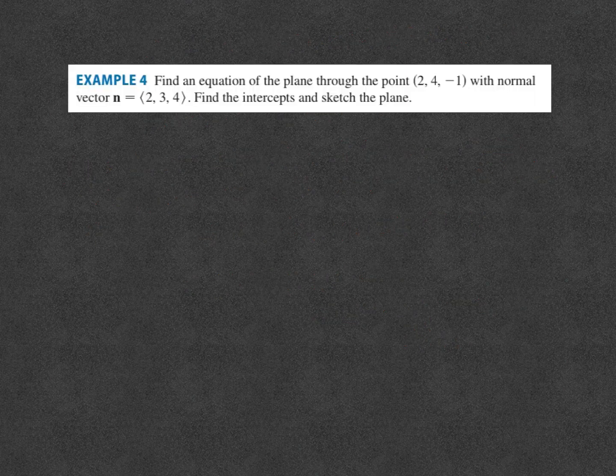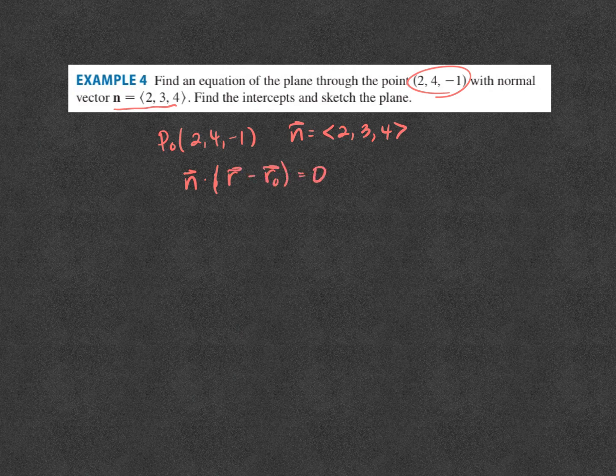So this says find the equation of the plane through the point and with normal vector here. Now, I really like to label my point sub-zero to be (2, 4, -1), and vector n equals ⟨2, 3, 4⟩. So let's go ahead and plug that in. If you think about the equation, I have n dot (r minus r sub 0) equals 0. That's the easiest way to think about this equation.